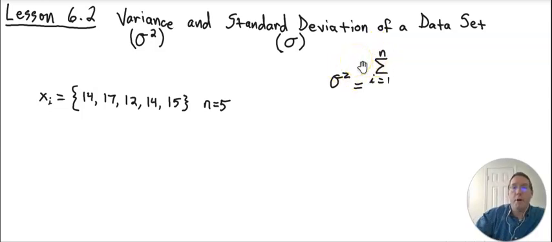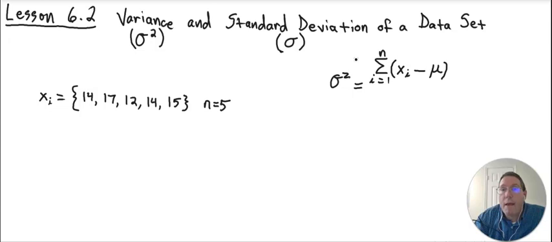Now, here's the hard part, okay? What are we going to take the sum of? We have to take the sum of not just each individual element. We're going to take each individual element, each x sub i, so that means x1, x2, x3, x4, x5, and we're going to subtract away the mean from that number, and that means that we have to find the mean first.